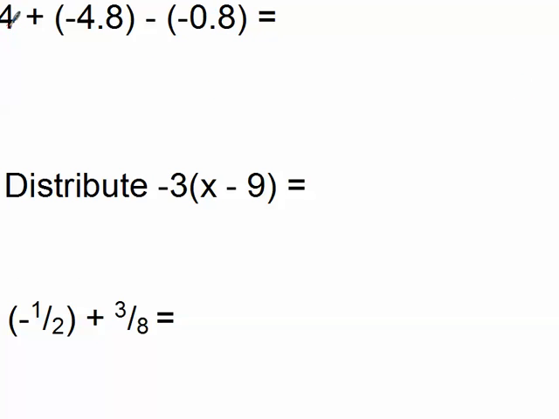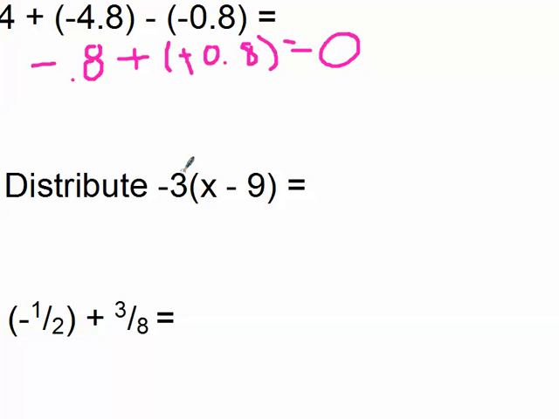Because I have multiple numbers here, I'm going to deal with the first two. So 4 plus negative 4 is a negative 0.8. I'm going to rewrite the rest of my problem. This right here is the same thing as addition. So negative 0.8 plus positive 0.8 gives me a 0. When I distribute, I need to distribute this entire number, not just the 3.